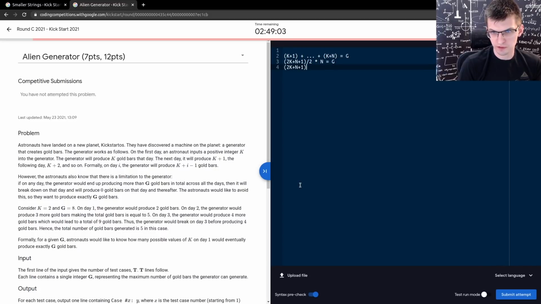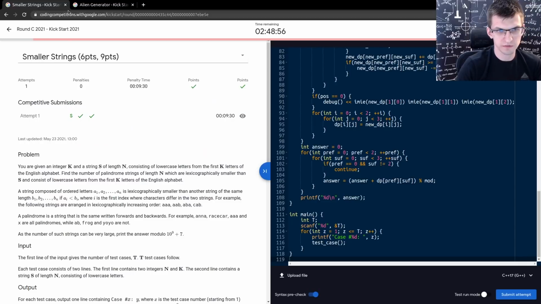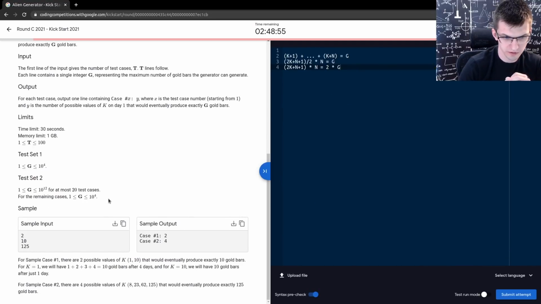Let's transform it even more. We need to find divisors of twice g. Also, this first problem passed. Cool. We can move forward. And are they fine with squared complexity? Yes, they are fine here.